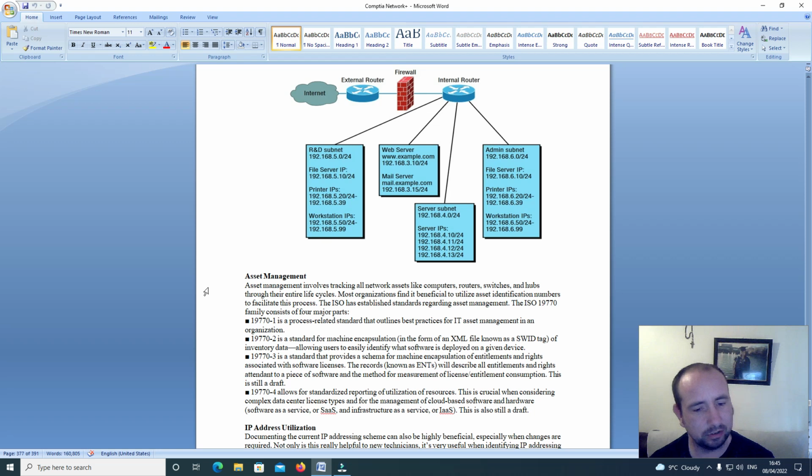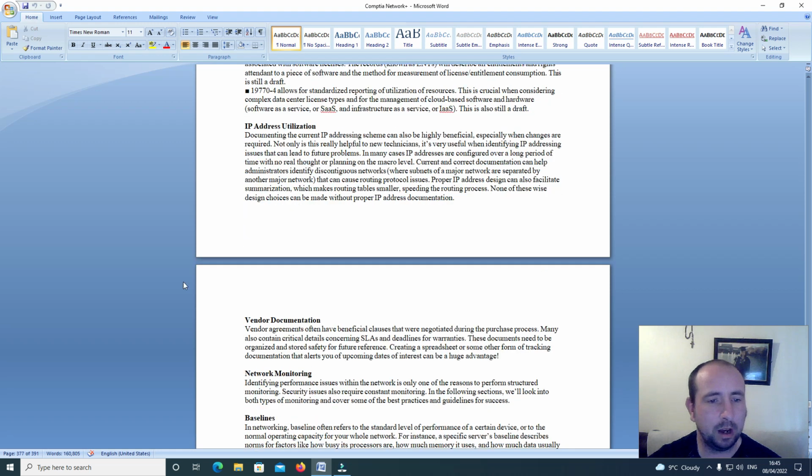19770-4 allows for standardized reporting of utilization of resources. This is critical when considering complex data center license types and for management of cloud-based software and hardware, software as a service or SaaS, and infrastructure as a service or IaaS. This is all still a draft. IP utilization.